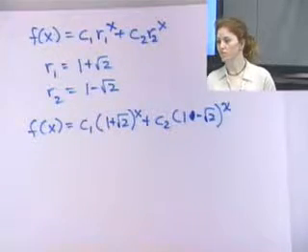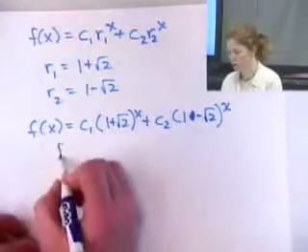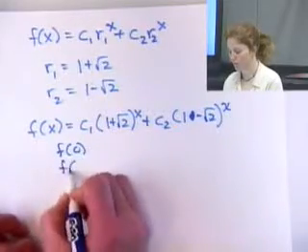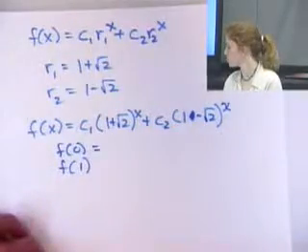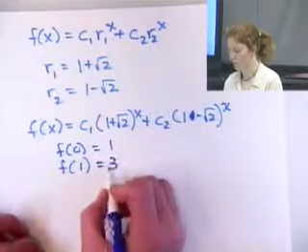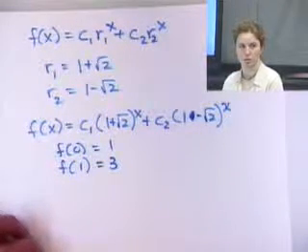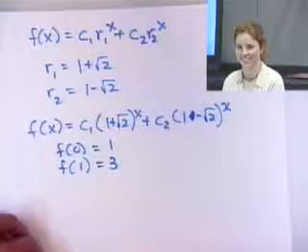I could use the basis, right? Because I know f of 0 and I know f of 1. f of 0 was equal to 1 and f of 1 was equal to 3, if you remember. Even if you don't, that's what it was equal to.